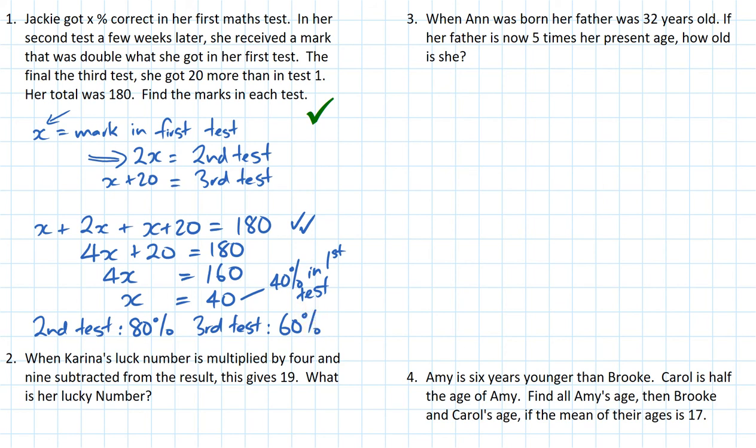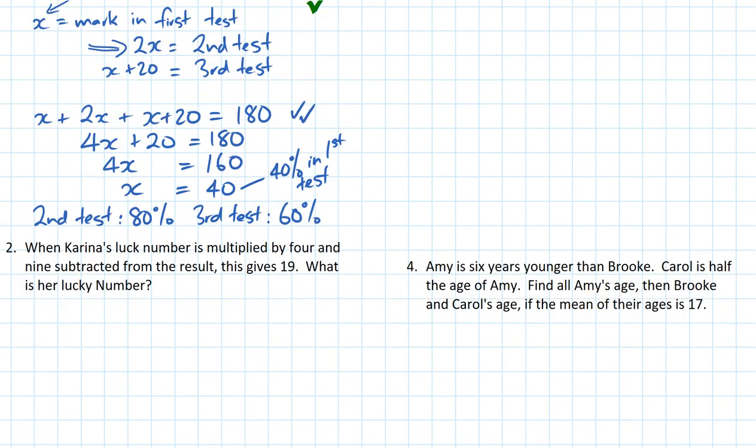Let's have a look at number 2. So we've got Karina's lucky number. Her lucky number is multiplied by 4 and 9 subtracted from the result. This gives 19. What is her lucky number? So what I'm going to do is, her lucky number, I'm not sure what it is, so I'm going to call it X, and so X is equal to her lucky number. You want to just make a note of what X is. You want to come up with this at the beginning.